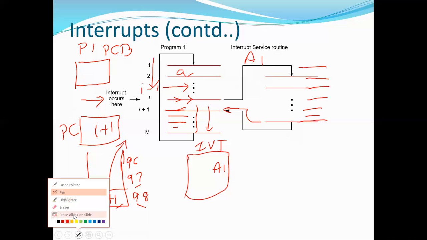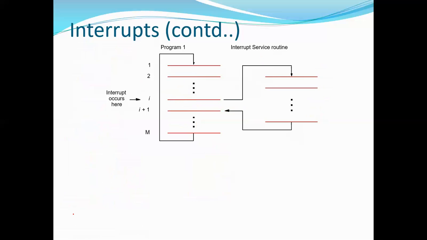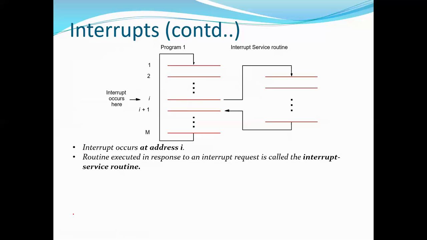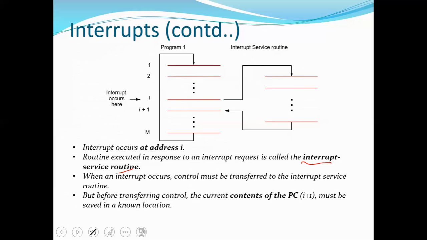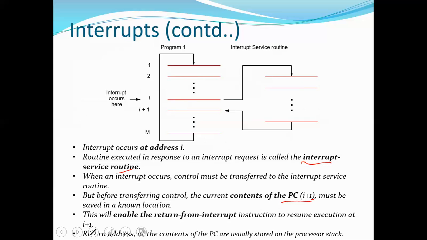Okay, so that is how the control jumps to the interrupt service routine, and again from the interrupt service routine it jumps back to the program. So the interrupt occurs at address I, and the interrupt service routine must be executed. So the control has to get transferred. The contents of PC, which is I plus 1, must be copied to a location, must be saved in the stack, so that it enables the execution to continue from the I plus 1th location.